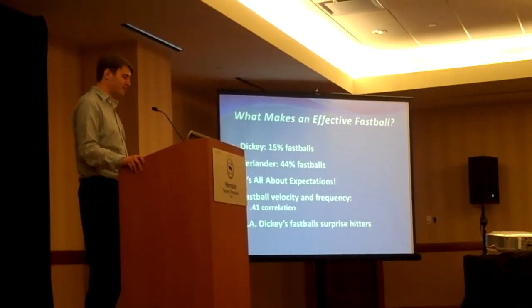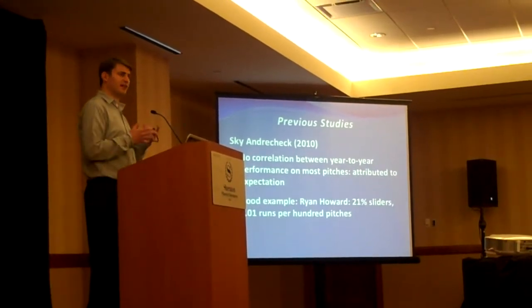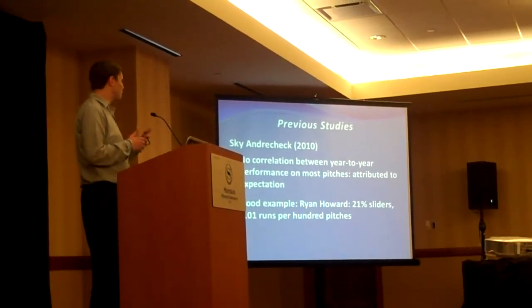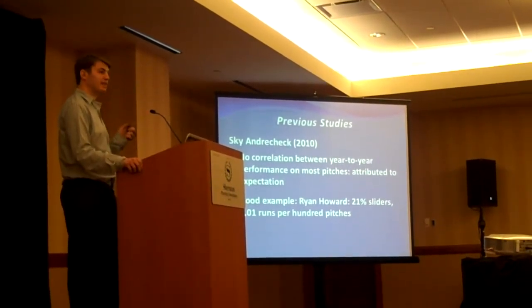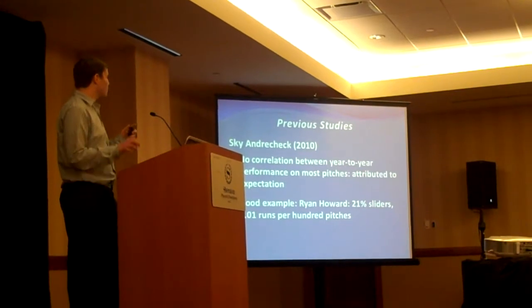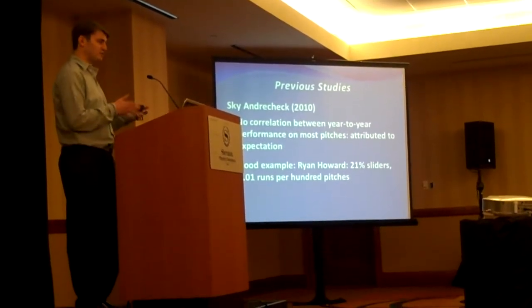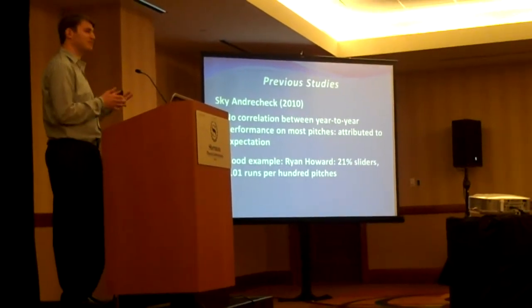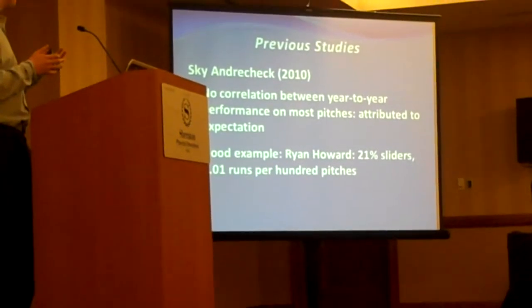There were a couple of previous studies that really formed my thinking on this and helped me approach it a certain way. One of them was by Sky Andrzejczyk at Baseball Analyst in 2010. He looked at hitters. He tried to look for the correlation year to year between how a given hitter would do against certain pitches. So Ryan Howard against a slider year to year, how well does that correlation hold up? And the correlation is almost non-existent.